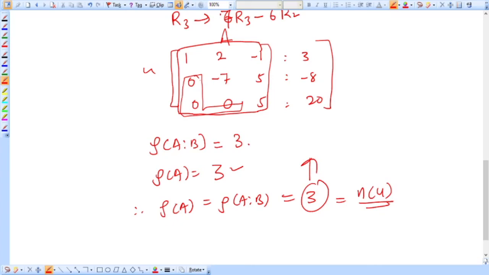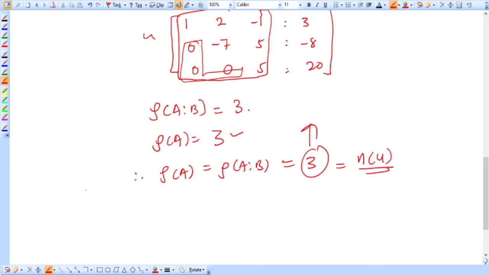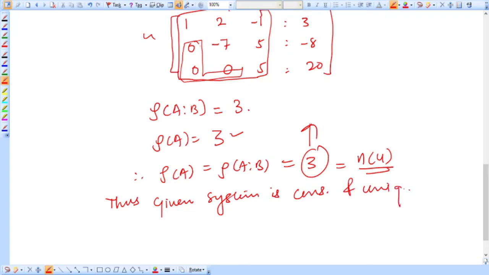Therefore, thus the given system is consistent and a unique solution exists. Okay, so we have written that a unique solution exists. So how are we going to find that unique solution now? Because we are asked to find that solution.